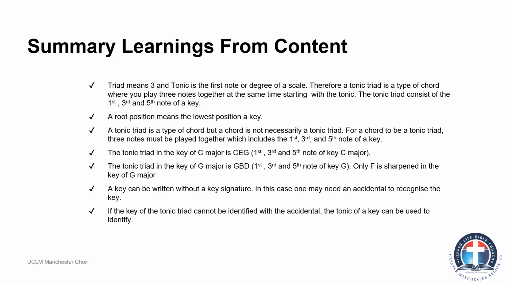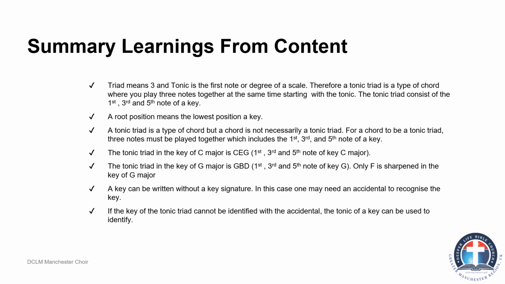What is a triad? A triad means 3. Tonic is the first note or degree of a scale, and therefore a tonic triad is a type of chord where you play 3 notes together at the same time, starting with the tonic. It's called a triad because you're playing 3 notes together. So the tonic triad consists of the first note, the third note, and the fifth note of a key. And we also talked about the root position, which means the lowest position of a key.